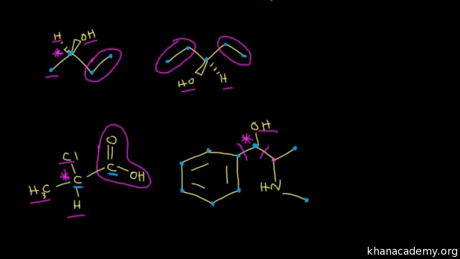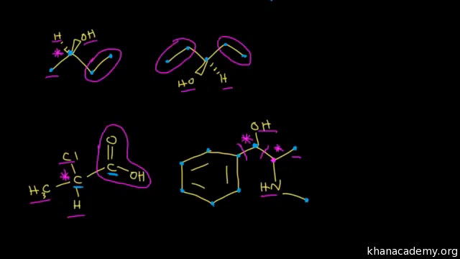What about this carbon right here? There is an amine attached to it, there is a methyl group attached to it, there is all of this stuff over here on the left, and then there's also a hydrogen, so this is also a chirality center. So it's possible to have more than one chirality center in a molecule.